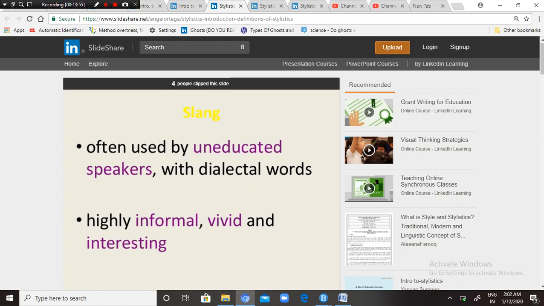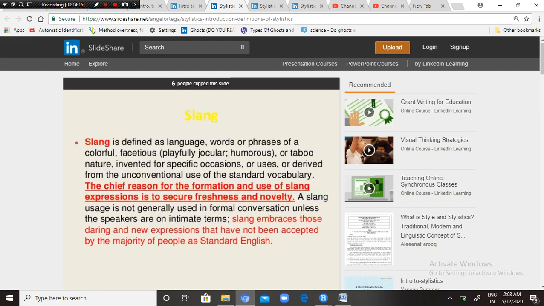Slang. What are slangs? Slangs are often used by uneducated speakers, highly informal, vivid and interesting. Slang is defined as language, words or phrases of a colorful, fictitious, playful, taboo nature, invented for specific occasions. And the chief reason for the use of slang expressions is freshness and novelty.